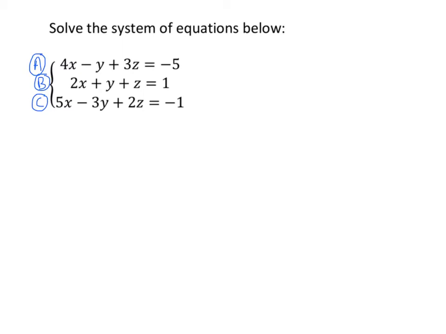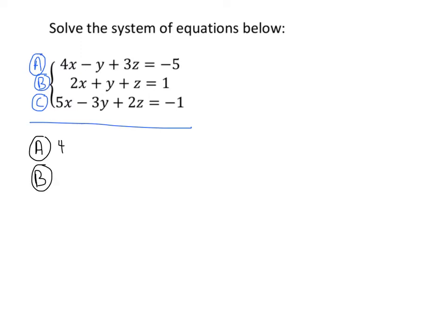Let's see what kind of elimination would be easy. Here's one thing I see: in equation A I have negative y, and in equation B I've got positive y. So it would be really easy to do an elimination with equation A and equation B. That's what I'm going to do. Let's do that down here. Let's rewrite equation A, and I'm going to rewrite equation B down here.